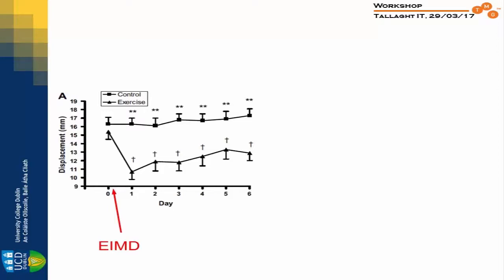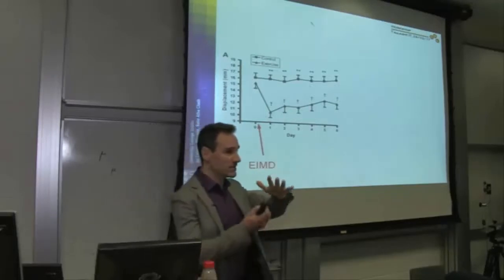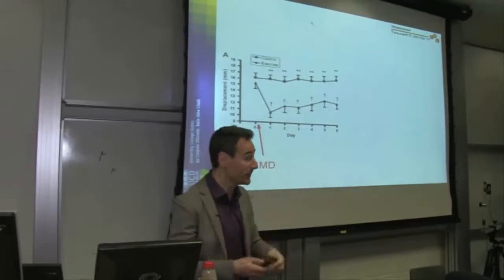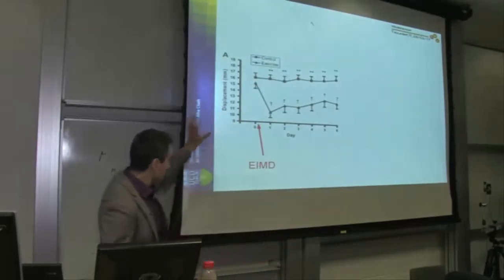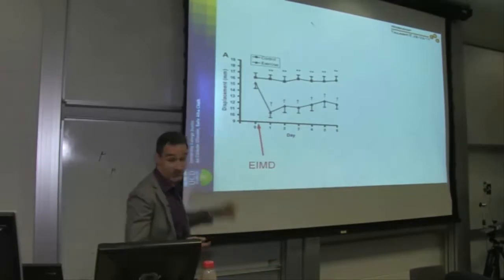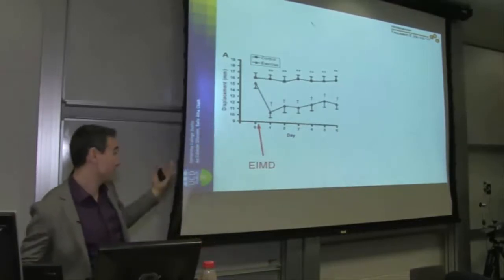You can see there's pretty much no difference in the control arm, whereas there is a drop in muscle displacement for the exercise arm. Now, a reduction in displacement means an increase in muscle stiffness, as was mentioned before. If the muscle displaces a little bit less, it means that it is stiffer. So that's what we obtained, which is fine and, if you like, expected.